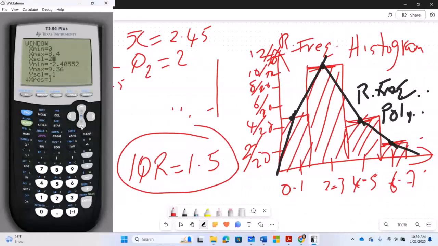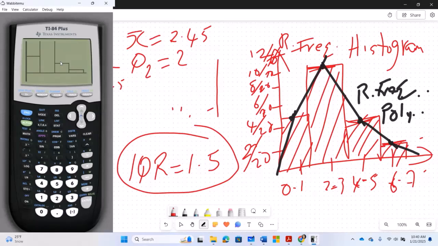For now, I think I'm okay with 2. After zooming 9, I don't have to zoom 9 again, so I'm just going to push graph. Now I have 4 bars. This is now looking like the graph that I have here. I can be told to draw a frequency histogram using my calculator or by hand. I did it by hand and I did it by calculator. Feel free to do it any way you like, but you need to know how to do both.